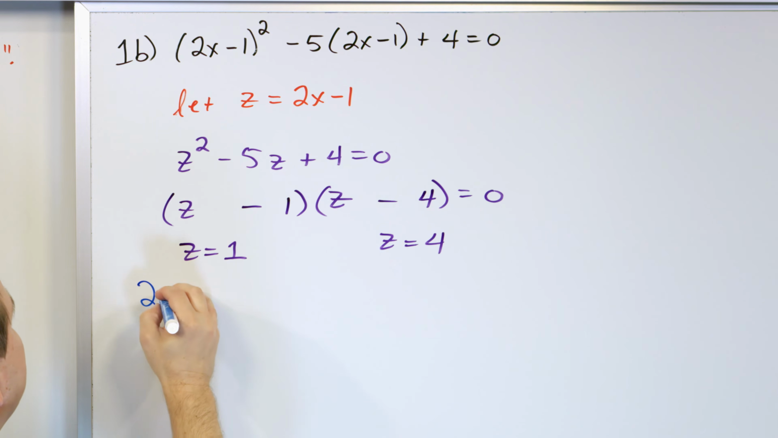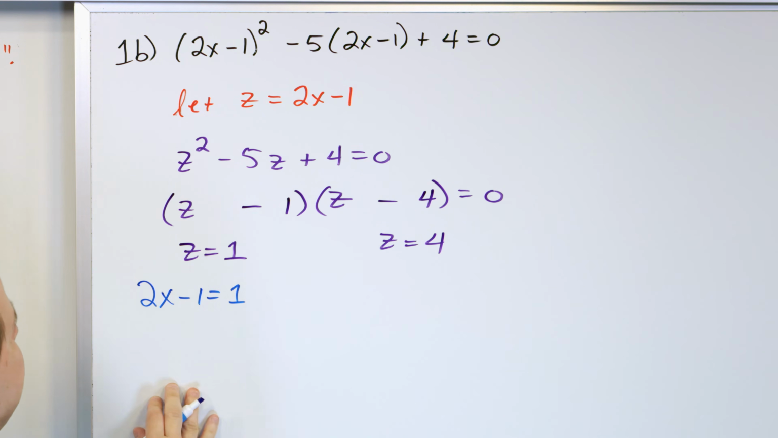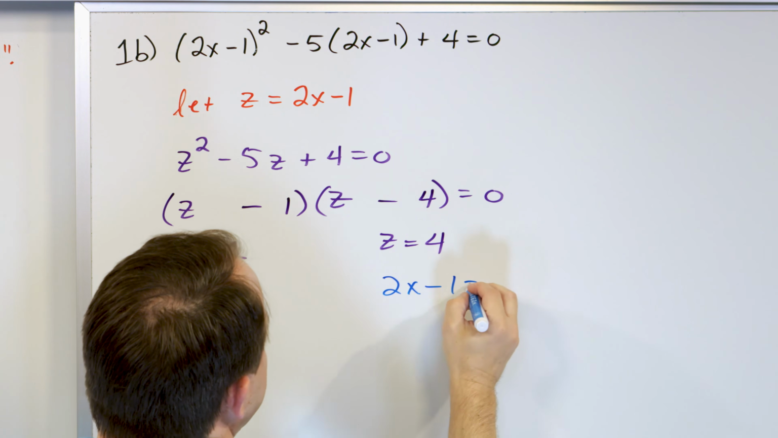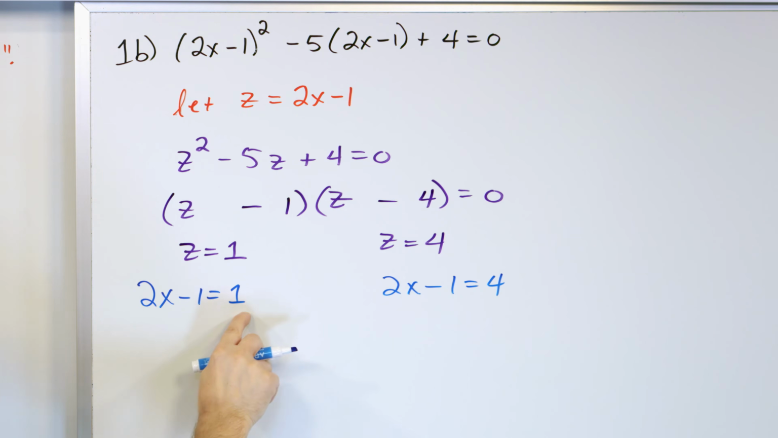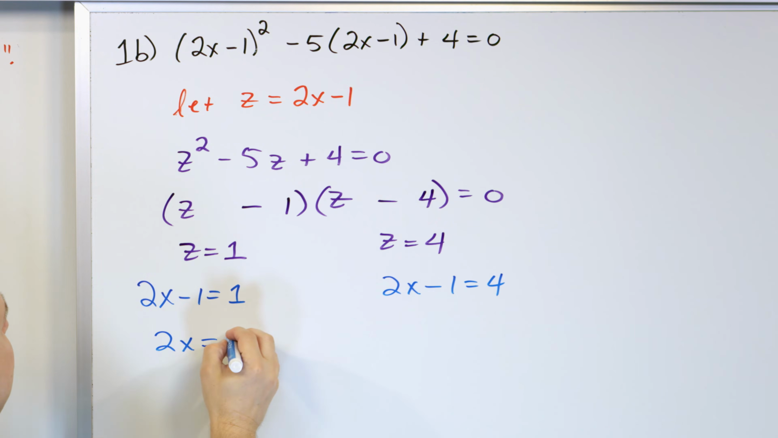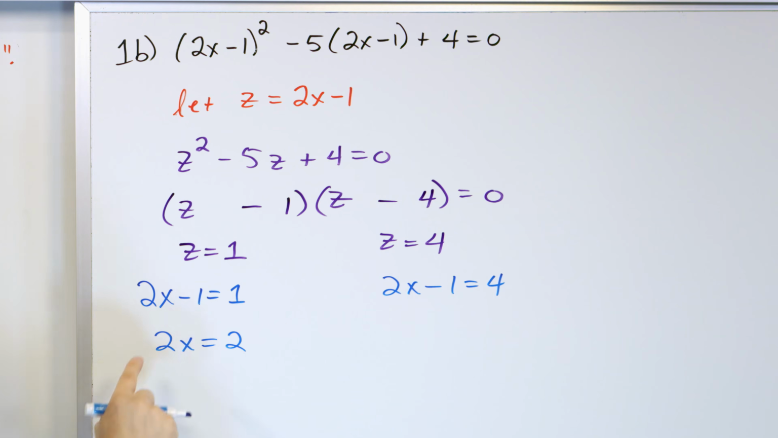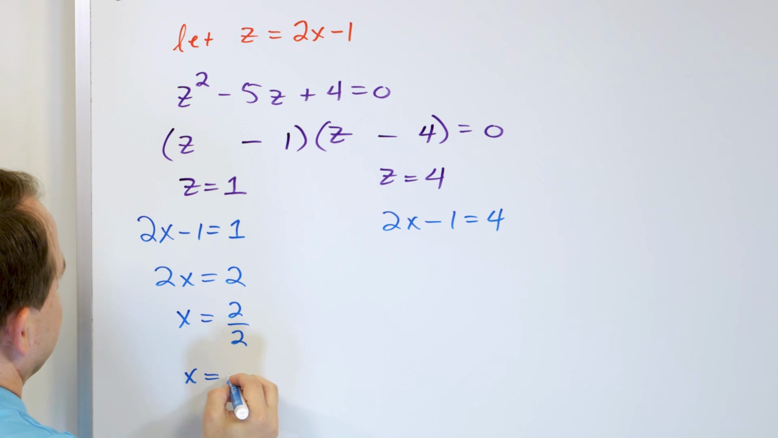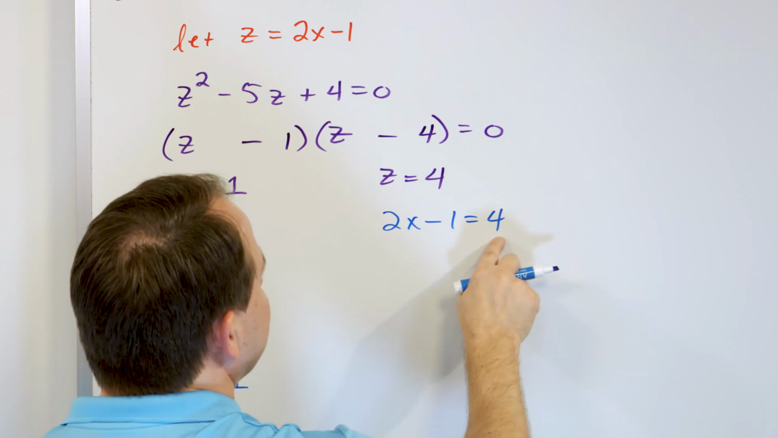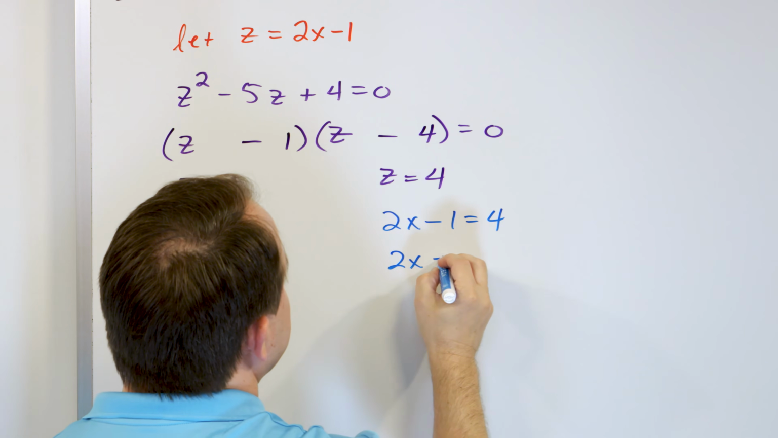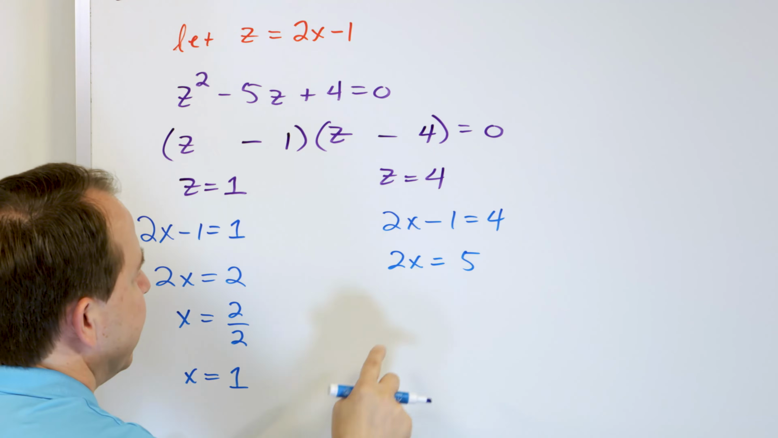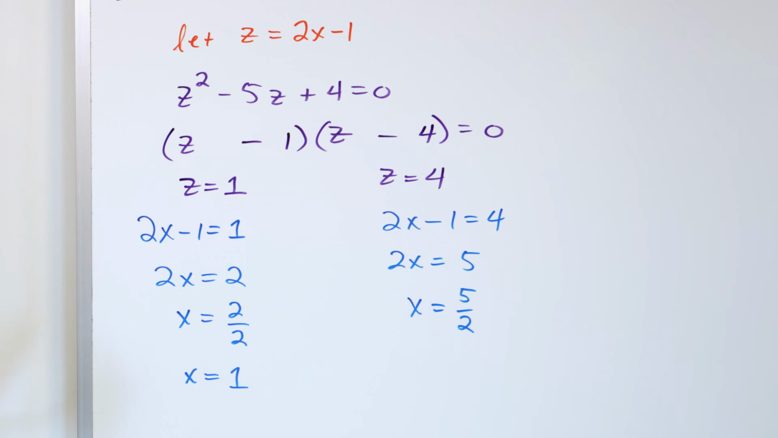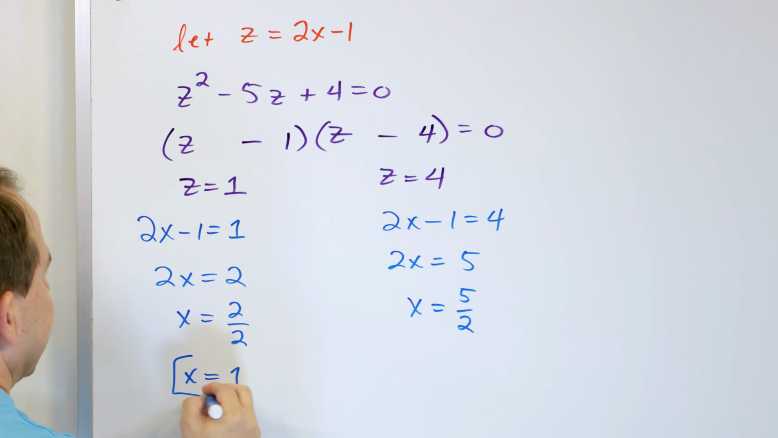So what we'll have is 2x minus 1 is equal to 1 here. And when we put that in over here, we'll have 2x minus 1 is equal to 4. Now I can move the 1 over, giving me 2x is equal to 2, because I add 1 to both sides. And then I can divide by 2, so I'll get 2 over 2, so x is equal to 1. And then over here, when I move this over, I'll get a 5. 2x is equal to 5, because 4 plus 1 is 5. And then when I divide by 2, I'll get 5 halves. So let me just double check myself. I have an answer of 1 and 5 halves, and these are the correct answers.